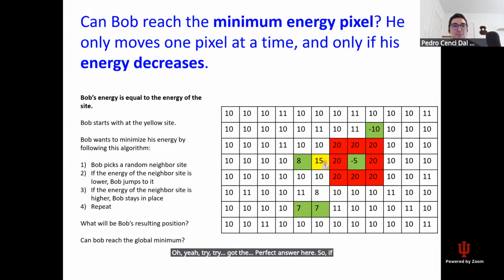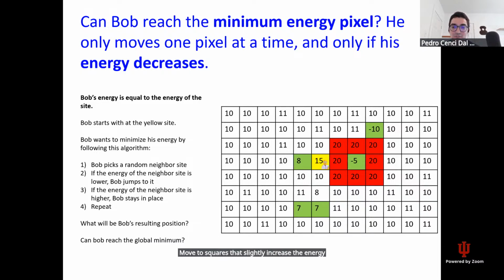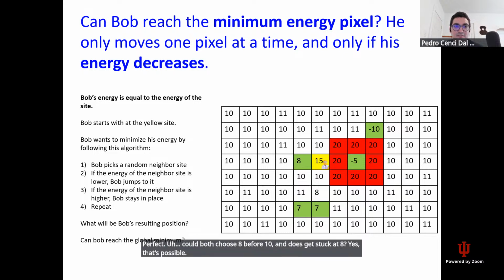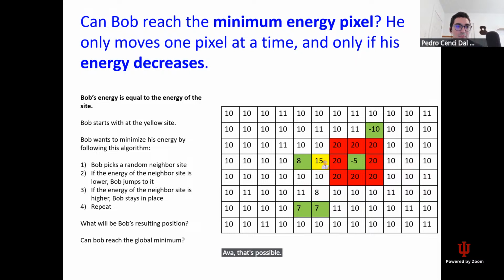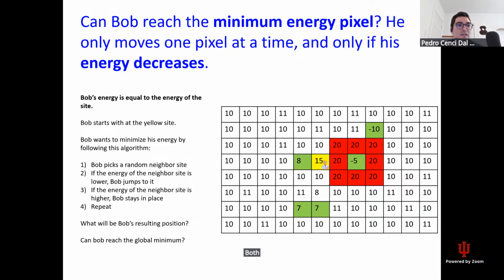So if we allow Bob to occasionally move to squares that slightly increase the energy, Bob might go to the -10. Could Bob choose 8 before 10 and thus get stuck at 8? Yes, that's possible. Depending on the initial exchange, Bob can get stuck in 8 or reach the 7 below. Perfect, both are possible. If we change rule 3 so that there is a 50% chance of swap if higher energy, then we could reach the global minimum. Yes, correct. It depends on the neighborhood you select, right?